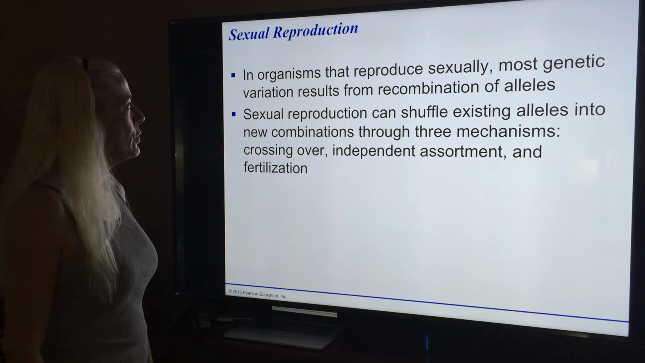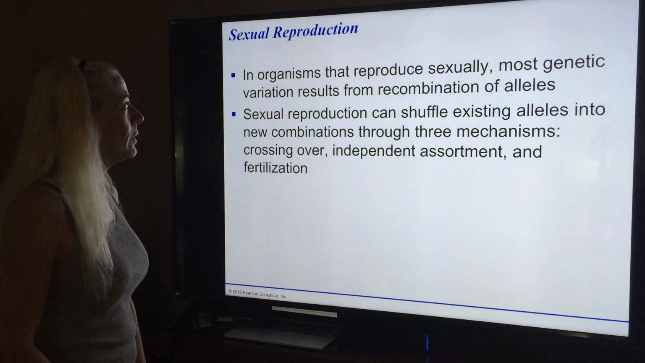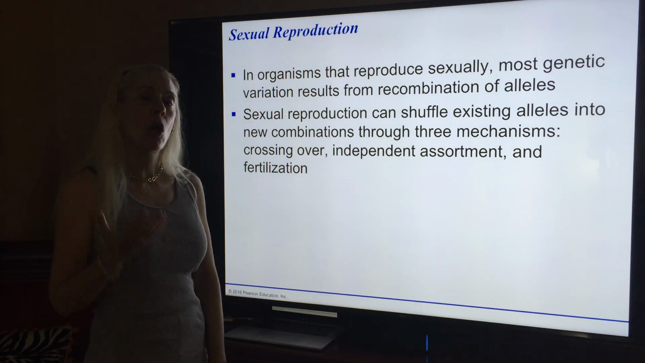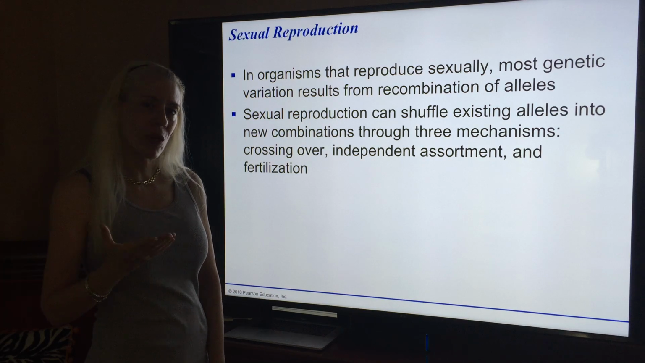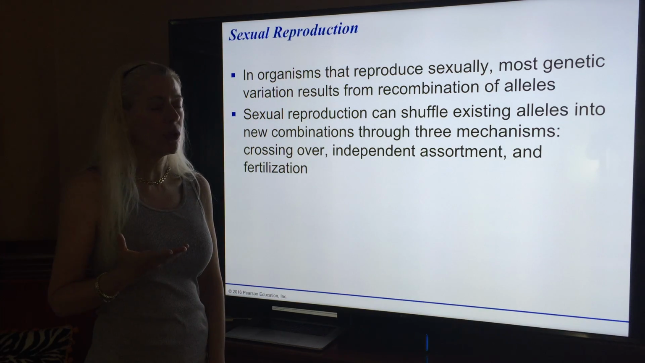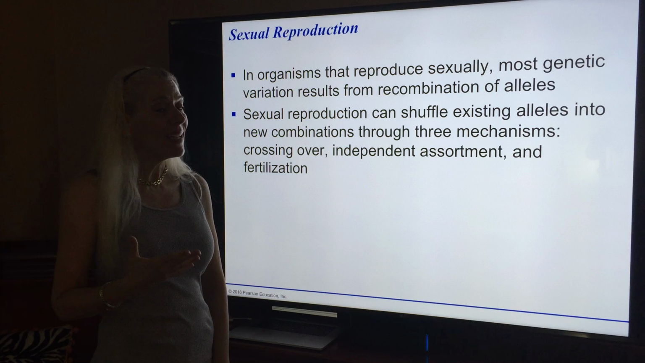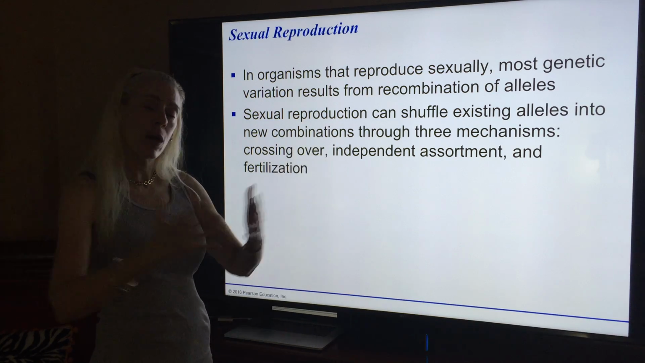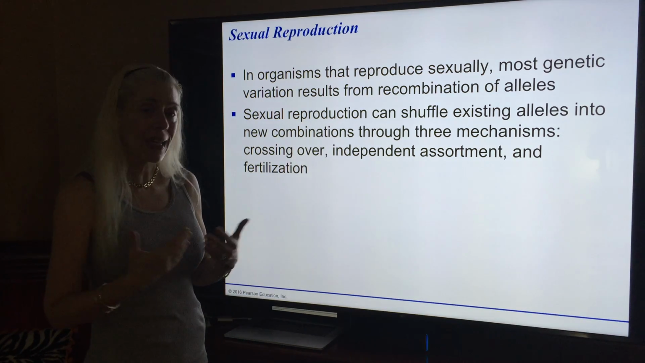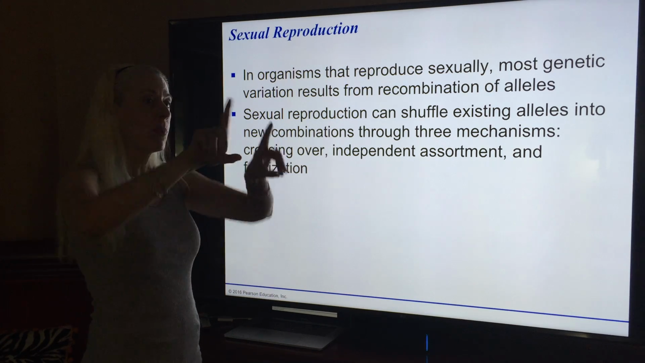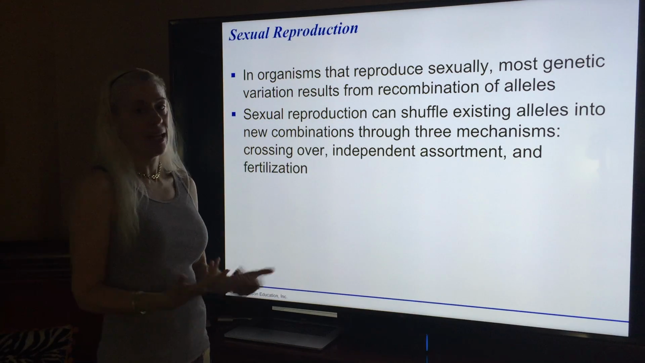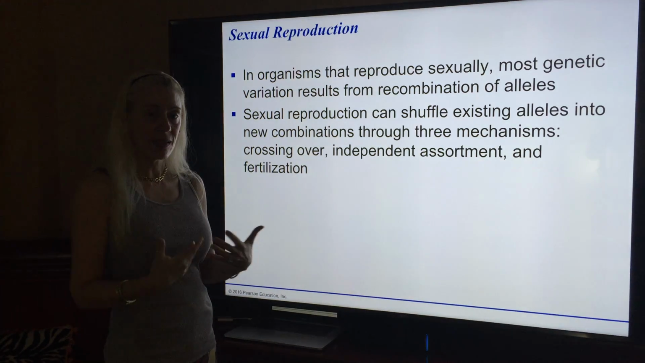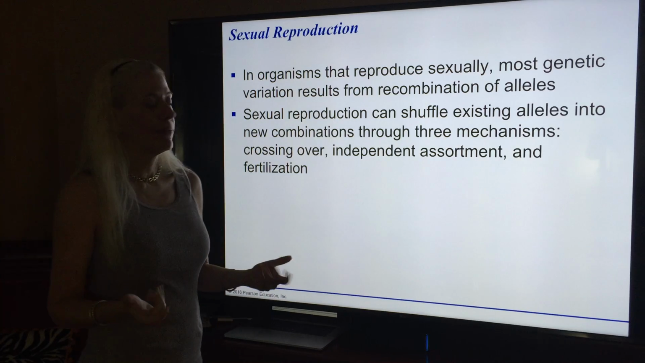In organisms that reproduce sexually, most genetic variation results from the recombination of alleles. Most of it from the recombination of alleles. We also know that we have crossing over in prophase 1. Please don't forget that. When we're making our gametes, we don't know how our gametes are going to shuffle together. Is it this part of chromosome 1 and this part of chromosome 2 that are going to make it into the egg or the sperm? We don't know. All that stuff gives you genetic variation.